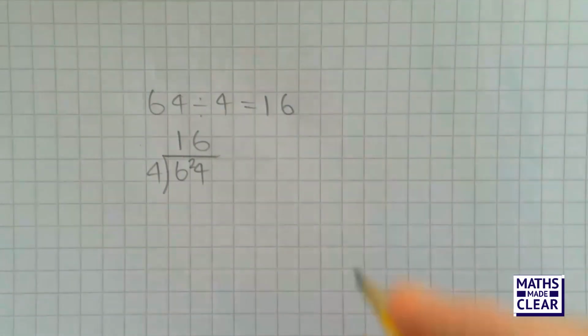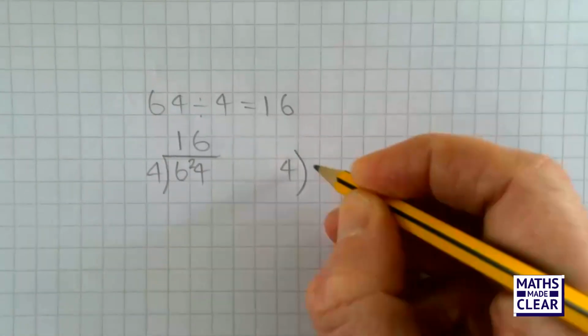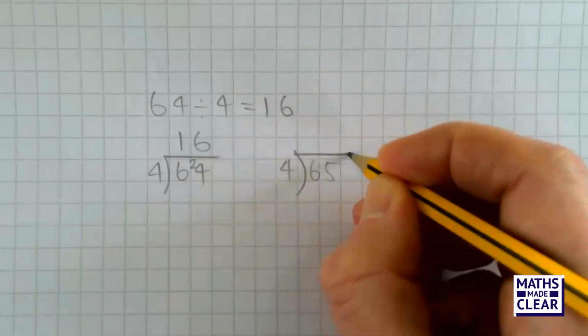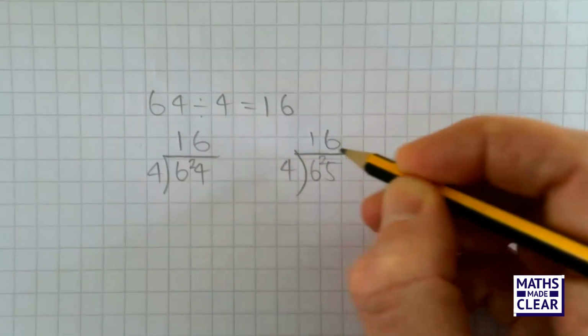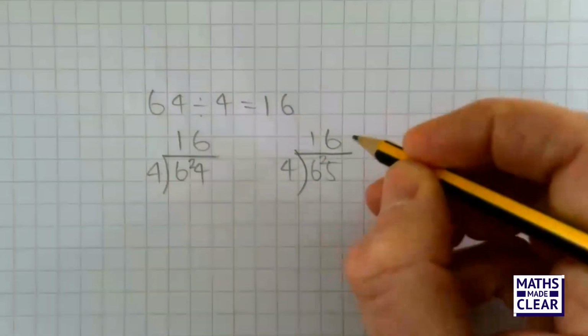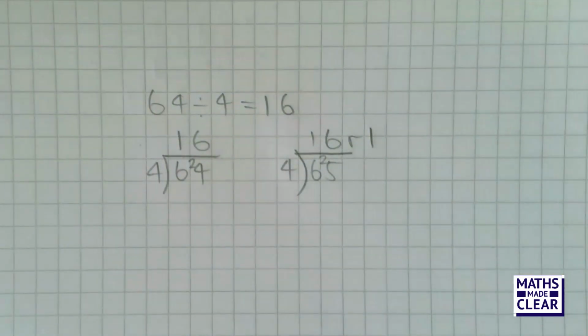Now then, what if we go for something slightly more complicated? Rather than 64 divided by 4, we're going to go with 65 divided by 4. Well, as you can see, the process is exactly the same. But actually, rather than getting a nice neat answer, we're going to have 1 left over. Well, again, as we said, this is called a remainder.